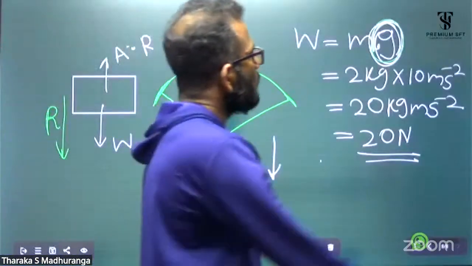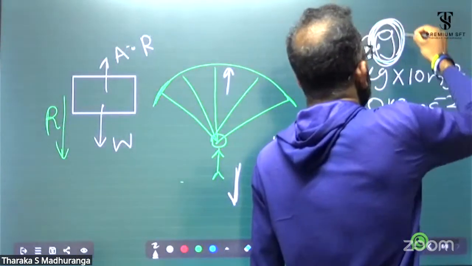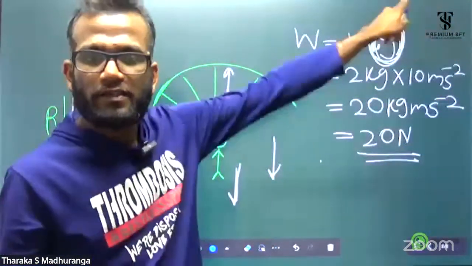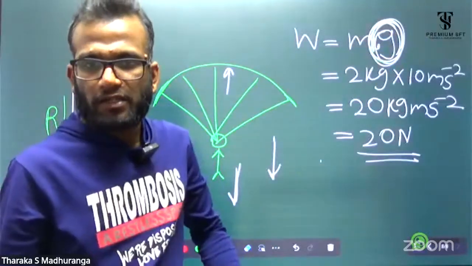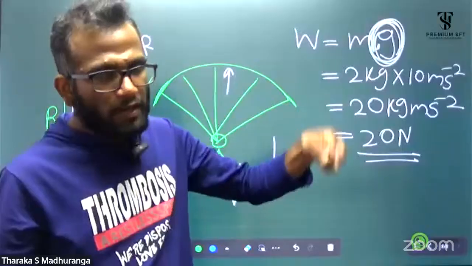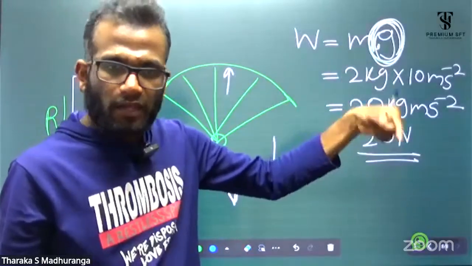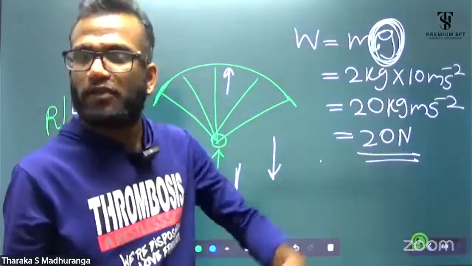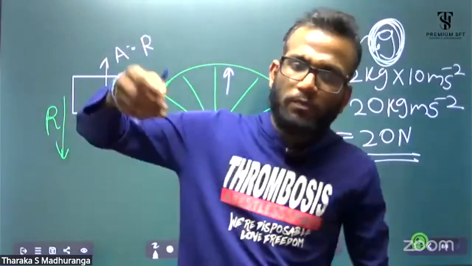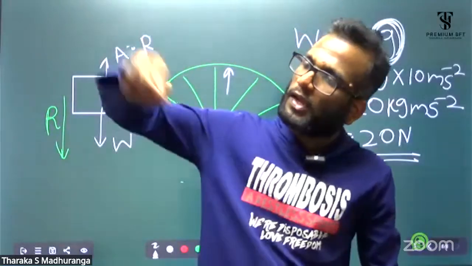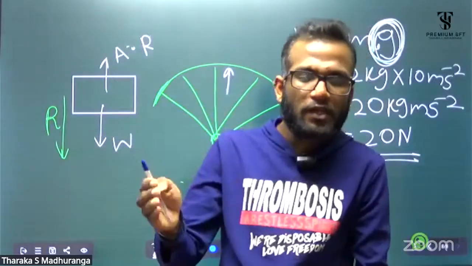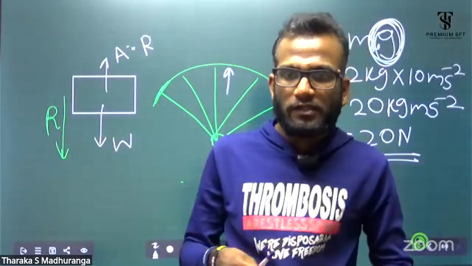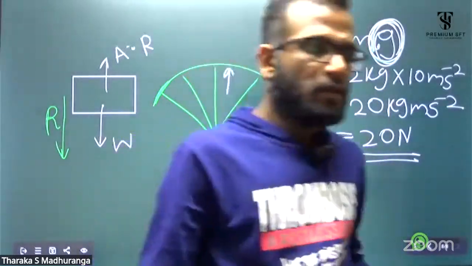Therefore, if any object falls or moves due to the gravity force, we call it gravitational acceleration. Any object moving with acceleration due to gravity, we call it gravitational acceleration. If you release any object freely, the object falls down with gravitational acceleration. Clear?